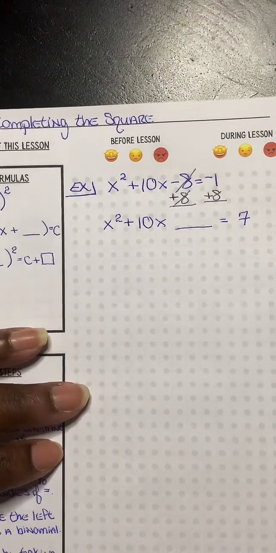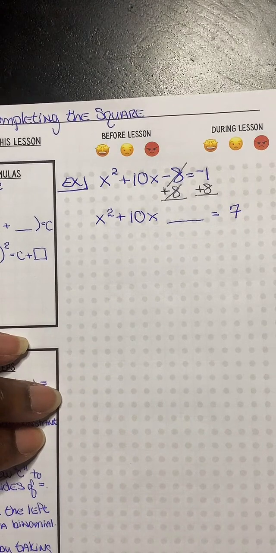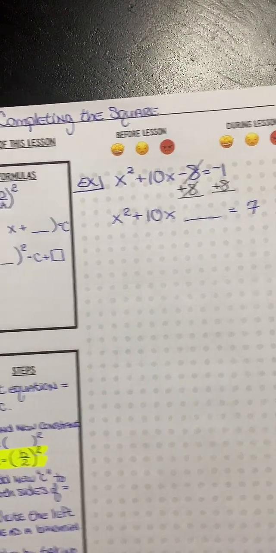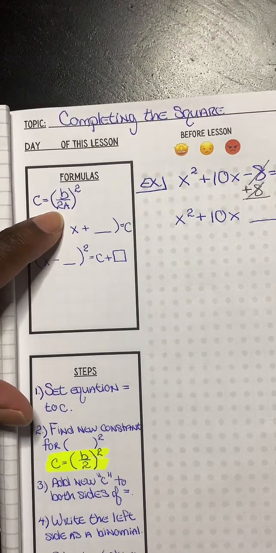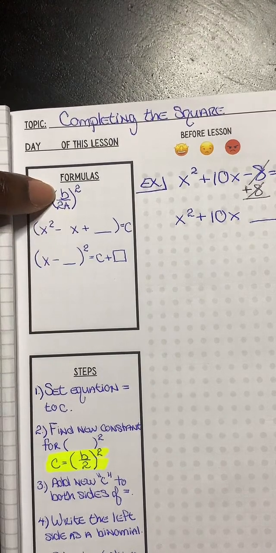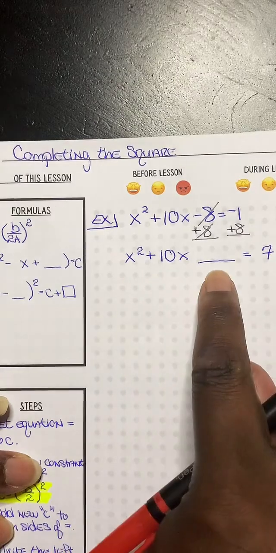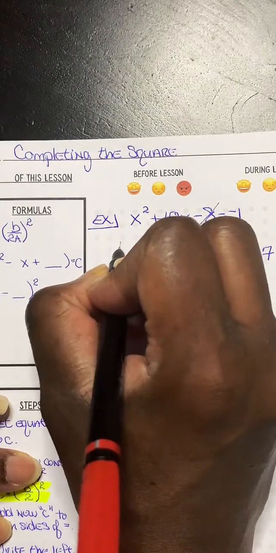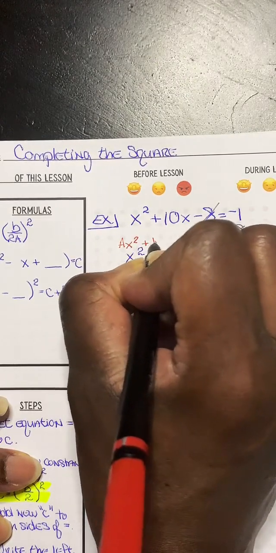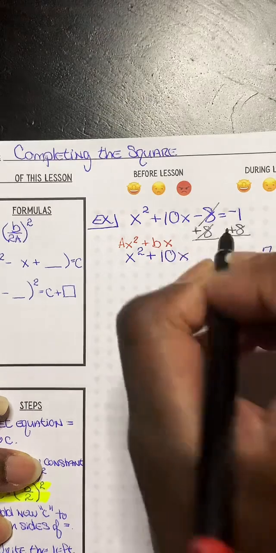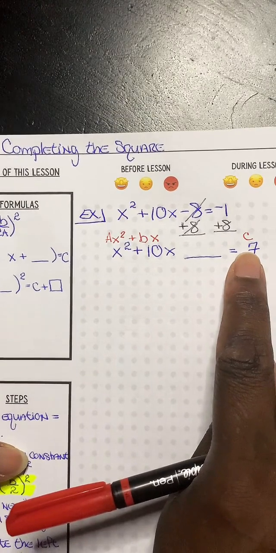Okay, so now I am preparing for my next bit. The next bit is saying that we're going to be using this equation, C equals (B over 2A) squared. And you're probably like, okay, Audrey, what's the B and what's the A? Well, if this is in standard form, your A is always in front of your x squared. Your B is always in front of the x. And the C is what we subtracted on the other side.